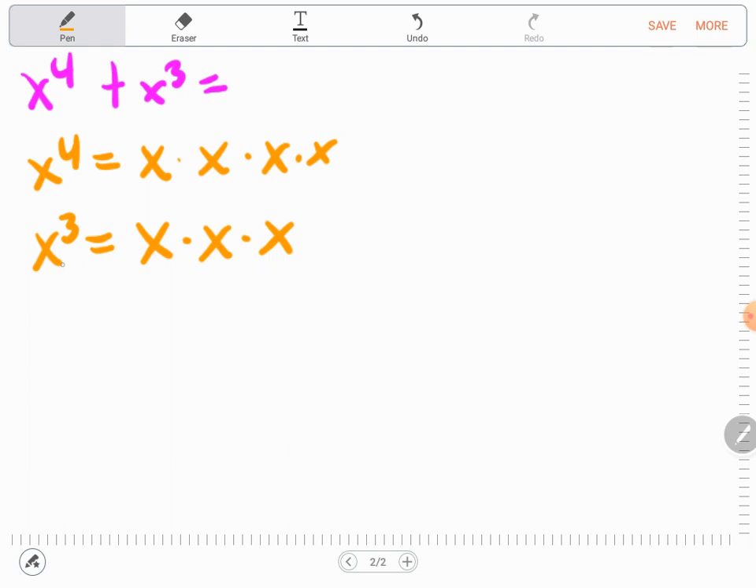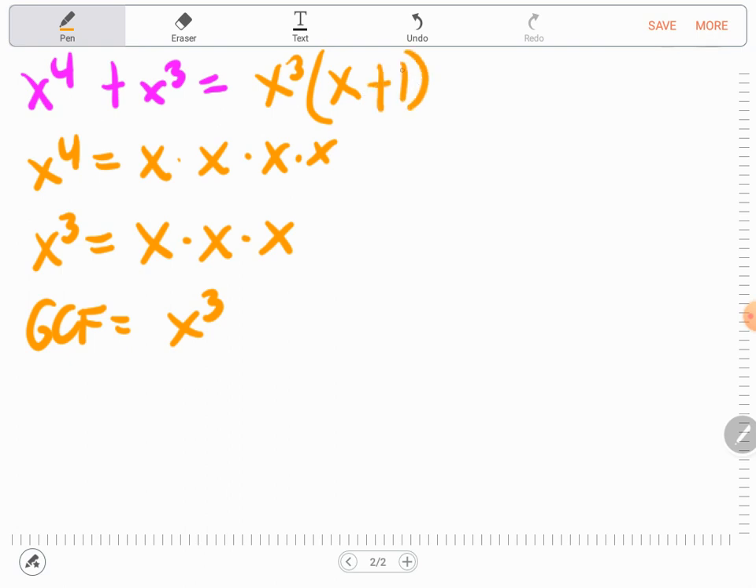So our GCF is x cubed. So we take x cubed common. x power 4 divided by x cubed is x. And then our x cubed divided by x cubed is simply 1. So our answer turns out to be x cubed times (x plus 1).